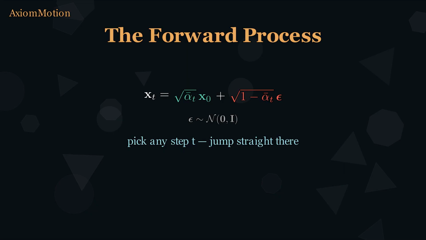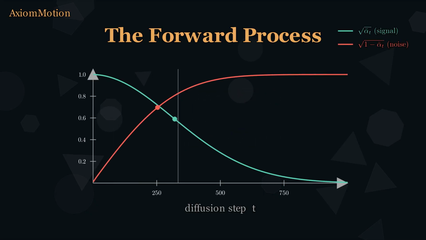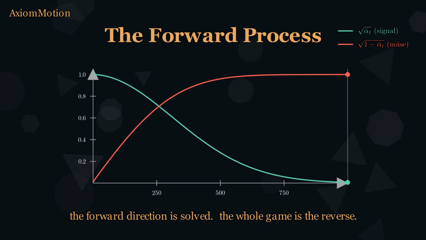No simulation required, and this is the schedule. Early on, the signal dominates. As t grows, the signal fades and the noise takes over until almost nothing of the original is left, only a Gaussian. So the forward direction is completely solved in closed form. The entire challenge is the other direction. Can we climb back up the chain, from noise to data?